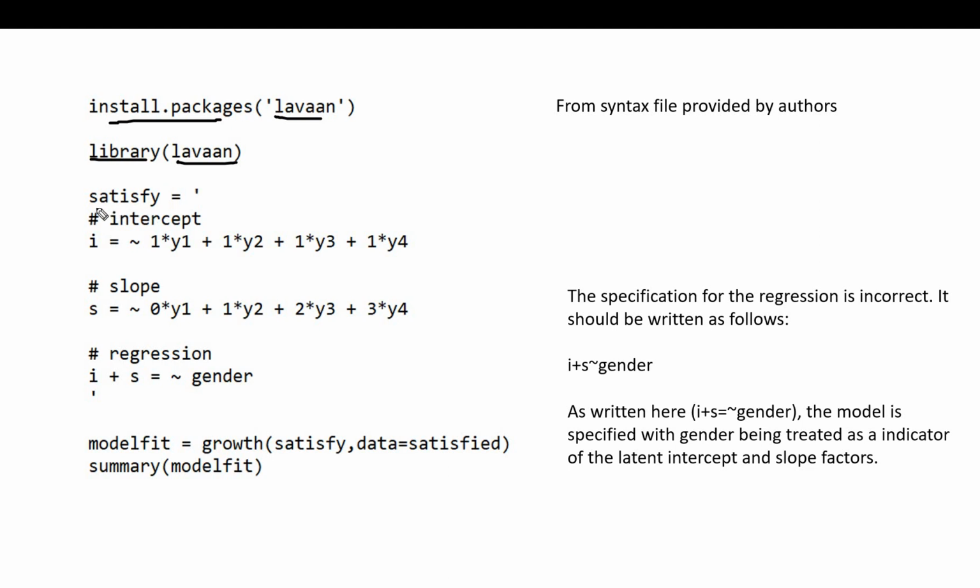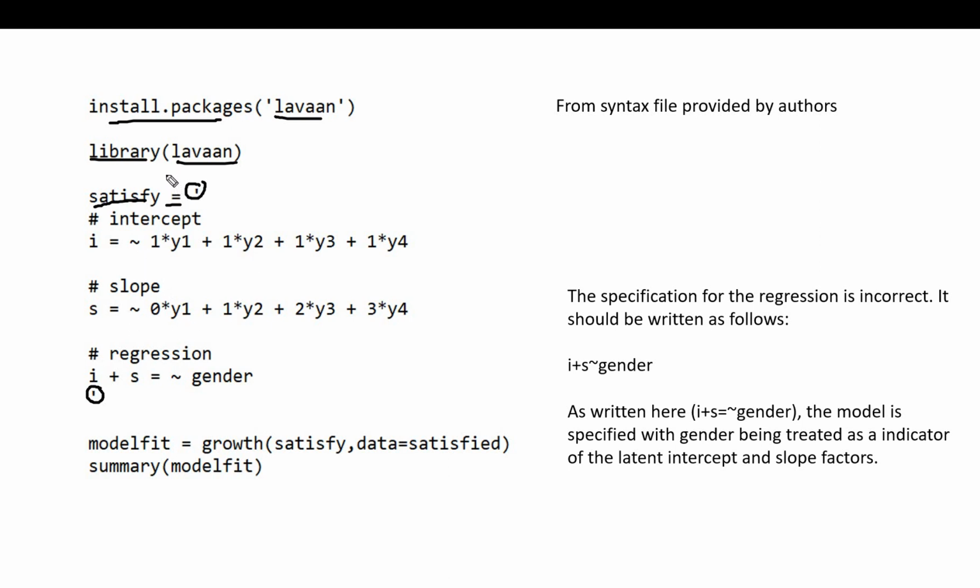So in the code that was given, you'll see first off over here we have satisfy, and this is basically just the name of a data object that's going to contain the model information. So it says satisfy equals, and then you have a single quotation mark right here. So the equals is just designating that everything to the right is going to be saved in the satisfy object, and we start the model information with that single quote, and then we end it with a single quote as well. So don't forget that. You have to close it out.